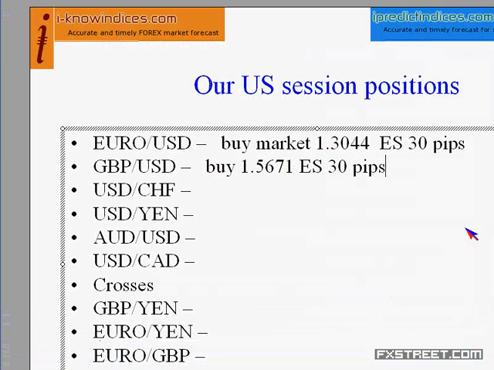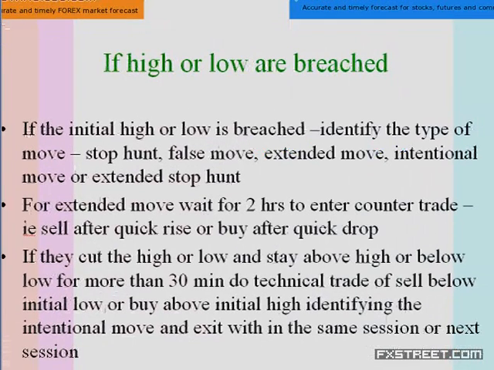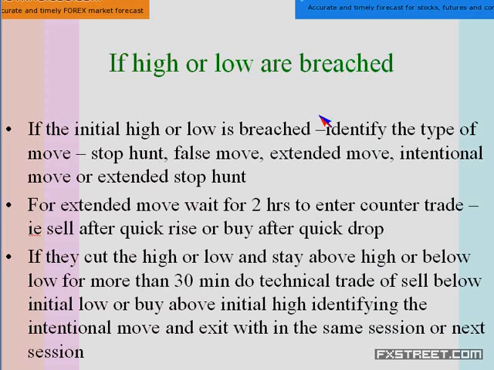Okay. Suppose they breach the initial high or the initial low I set, which I explained to you at 3:30 GMT. So Euro formed the initial high at 1.3095, and we can keep a buy limit order above the market. But if you keep a normal buy, the platform will not accept.